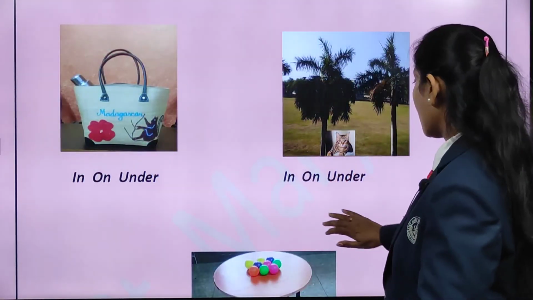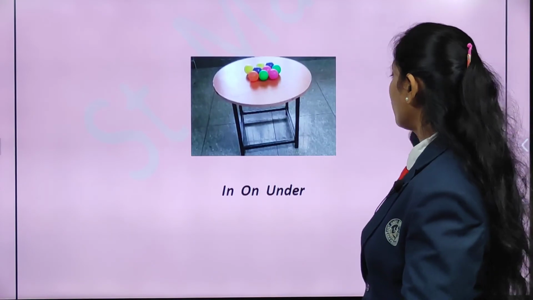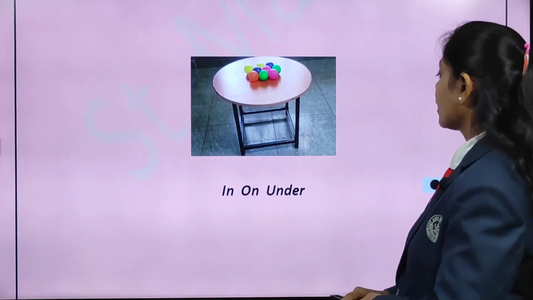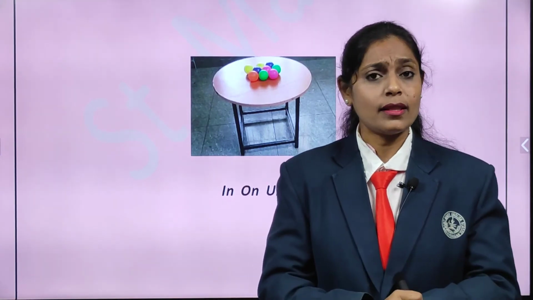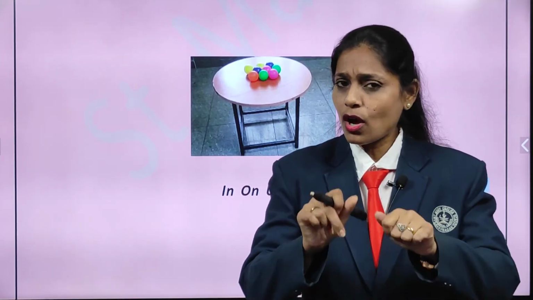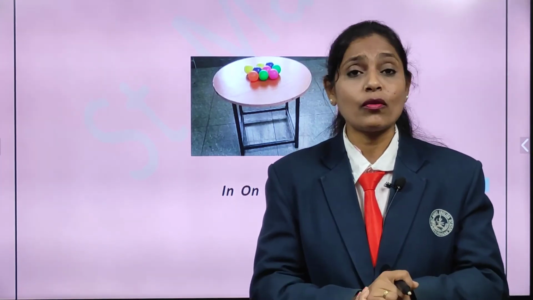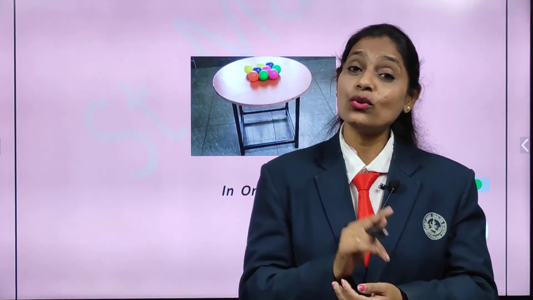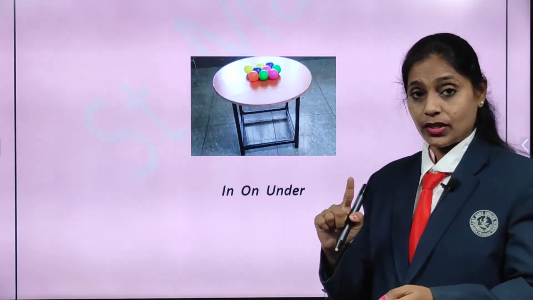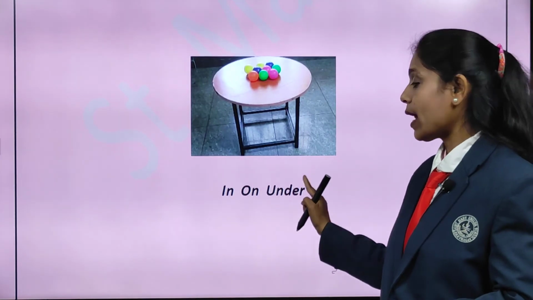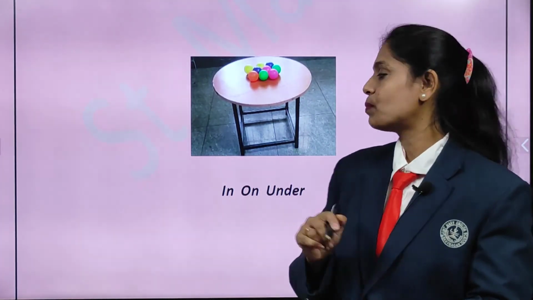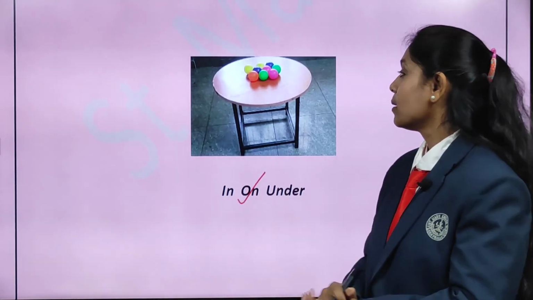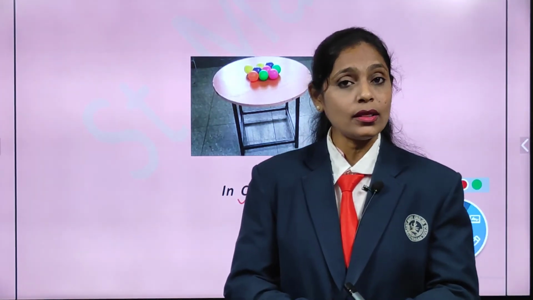Okay. Now here we are having one more picture. Now there are many balls and a table. And where are the balls? Yes, they are on top. When the things are on top, what do we use? Correct. We use on. So here three words are there: in, on and under. What are we going to tick? Correct. We are going to put a tick mark on on because the balls are on the table.